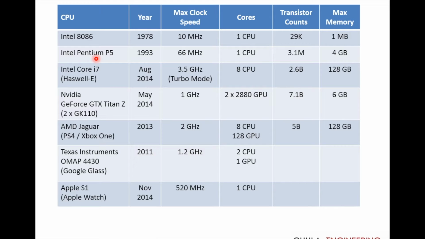In 1993, the Intel Pentium's clock speed is about 6 times faster than the 8086. And you still have only a one-core CPU, but they have many more transistors inside the CPU die, something like 3 million transistors. And the maximum memory size is about 4 gigabytes. For Haswell, the clock speed is up to 3.5 gigahertz. It has 8 CPU cores and about 2.6 billion transistors, with a maximum memory size of about 128 gigabytes.